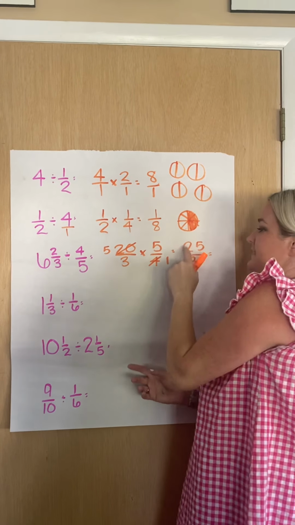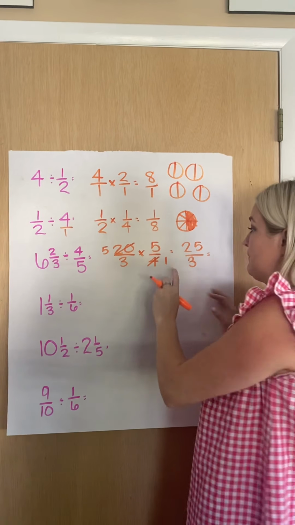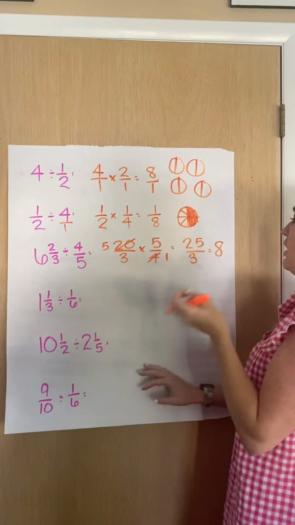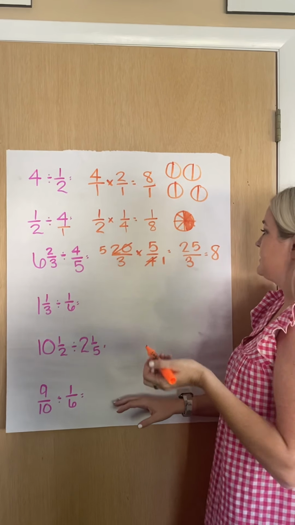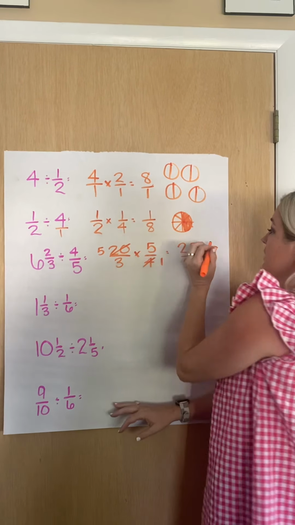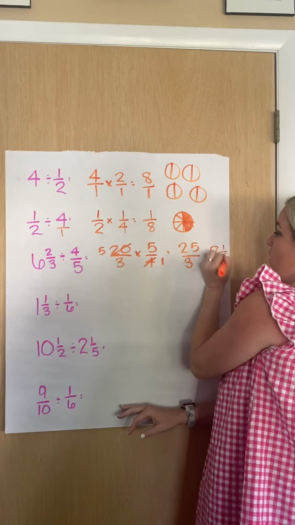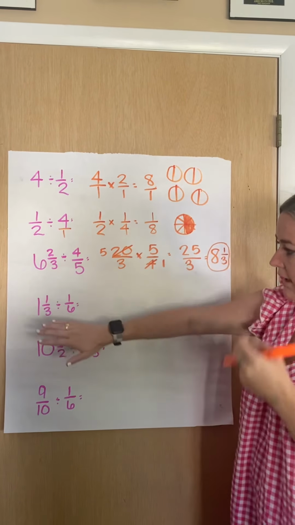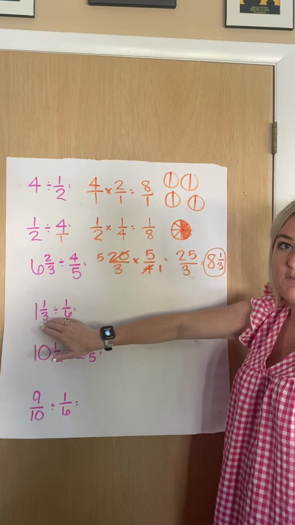And I cannot leave this as an improper fraction. I have to do it as a mixed number. So I know 3 goes into 25 8 times. And so 3 times 8 is 24. So I have 1 left over. So 1/3. So my answer is 8 and 1/3. All right, you know what to do. Press pause, and we're gonna go over this one.